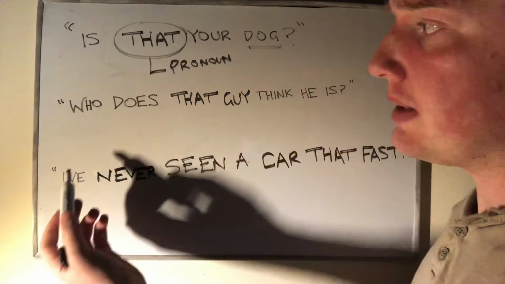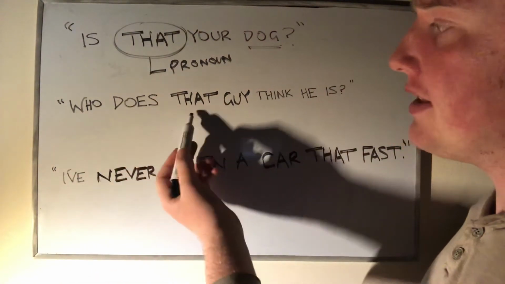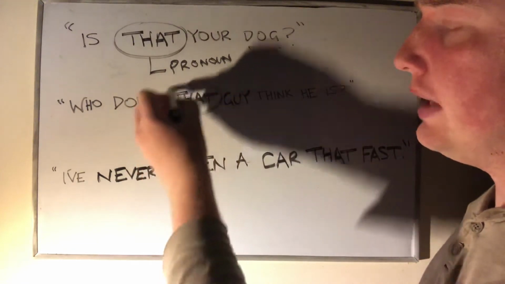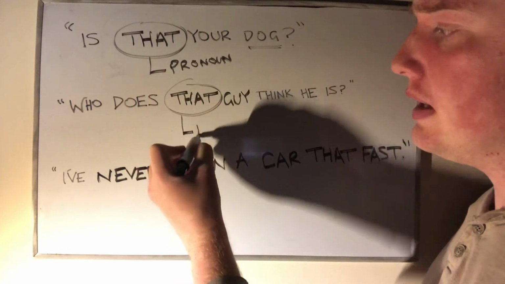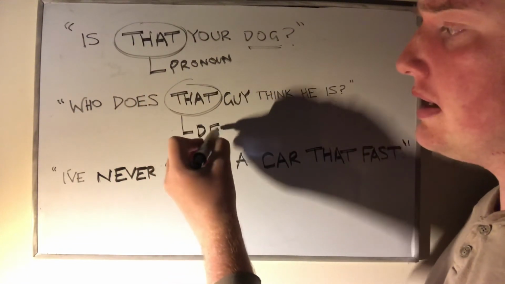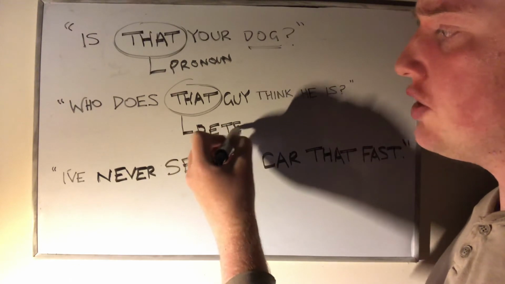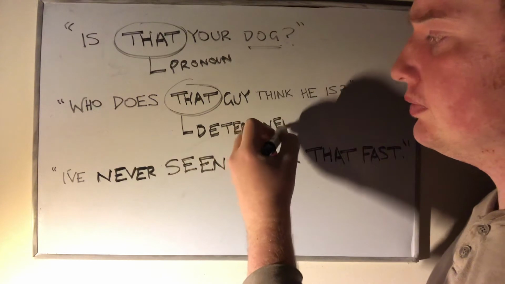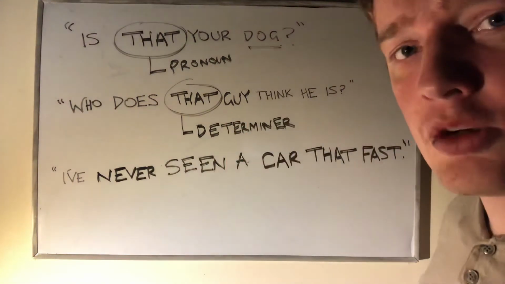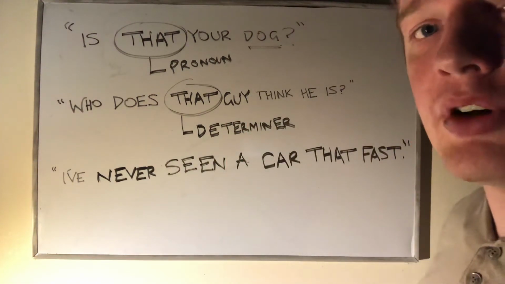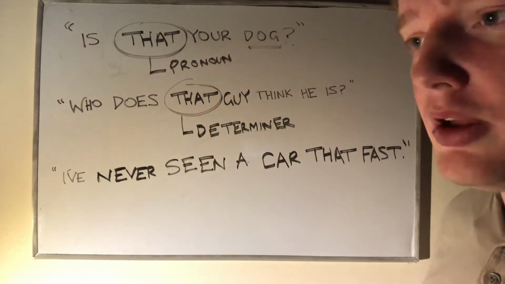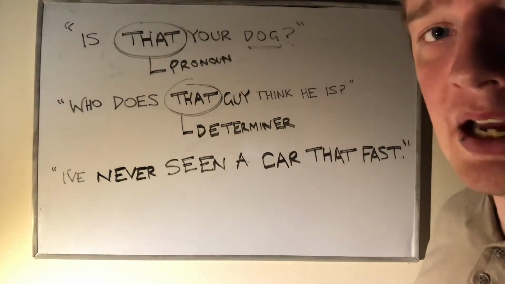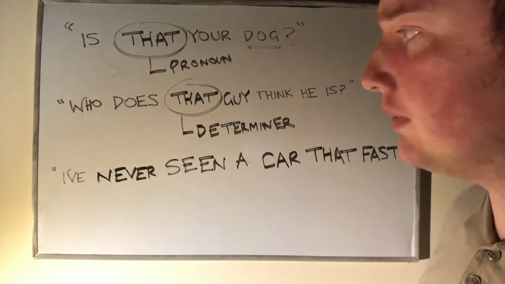What about our next example? Who does that guy think he is? Well, here, that is not a pronoun, but it is a determiner. What is a determiner? Well, a determiner is a modifying word which is useful because it helps us to understand the kind of reference that a noun or a noun group should have.